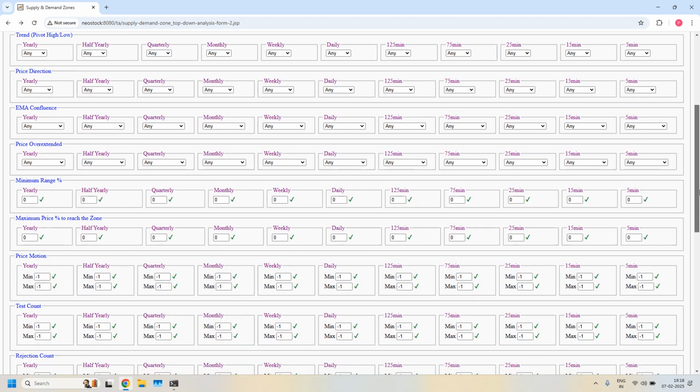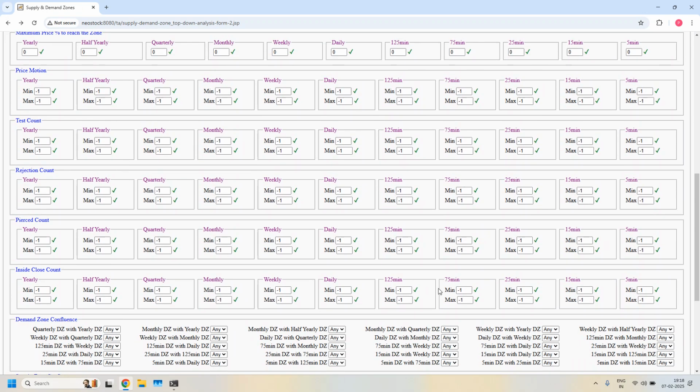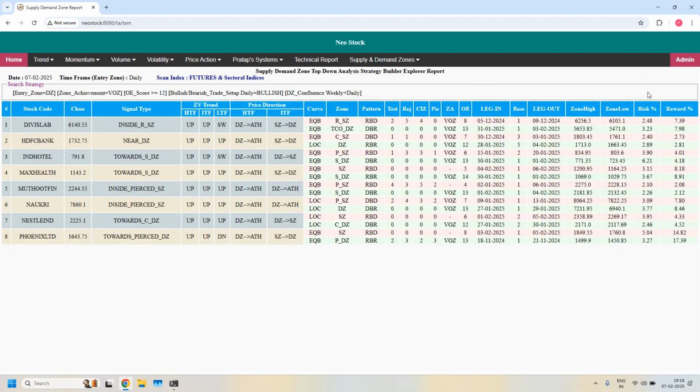So in the demand zone confluence, I am setting the filter daily demand zone with weekly demand zone confluence. With this filter, we got 8 stocks. In these 8 stocks, these daily demand zones are overlapped with weekly demand zones. That means daily zone is part of weekly.